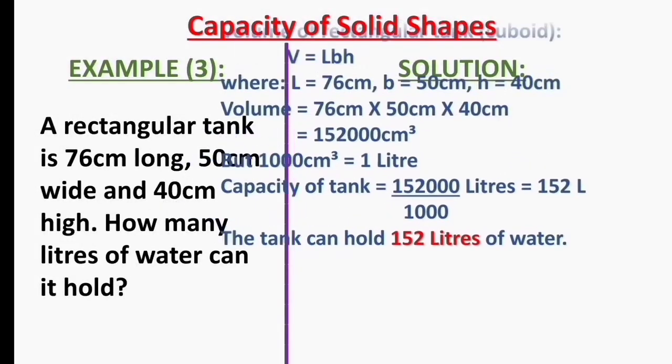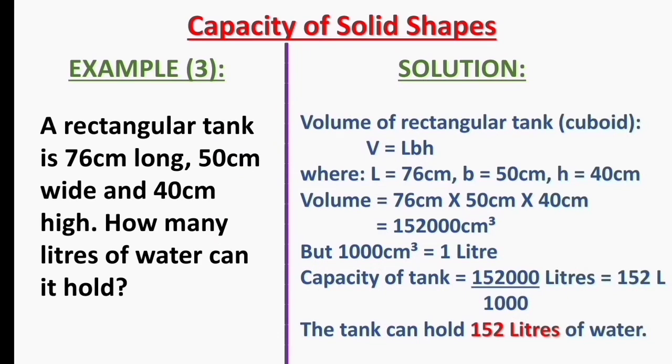From the solution, the volume of a rectangular tank, which is a cuboid, is length times breadth times height. The length being 76 centimeters, the breadth 50 centimeters, and the height 40 centimeters. Multiplying these values, the volume of the rectangular tank is 152,000 centimeter cube.